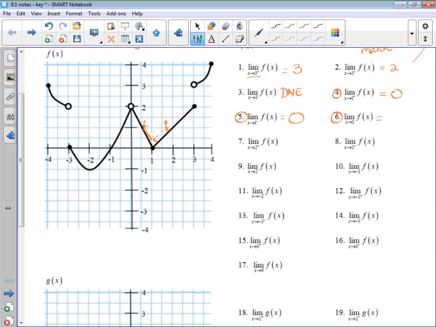Okay, so did I get it right? Look at my 2 little guys here. Are they going to run into each other at an x value of 1? Yes. And what y value are they running into? 0. Okay, so that number 6 is also 0. Do they get more complicated than this? Graphically, no. I think Unit 9 is not that bad.